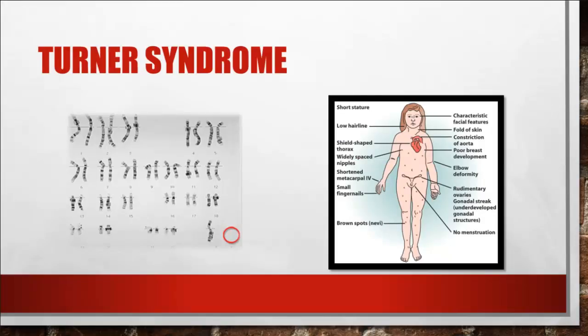Turner syndrome is a chromosomal condition that affects only girls and women. This results when an X chromosome is missing or partially missing. It can cause a variety of medical and developmental problems, including short height, failure to start puberty, and heart defects.